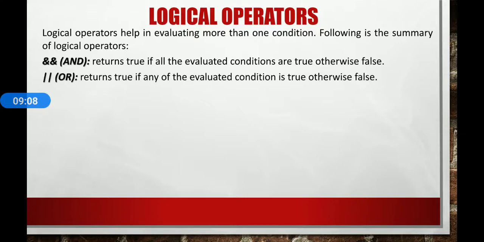Then OR returns true if any of the evaluated conditions is true, otherwise false. It means if any of the conditions is true, then it will return true. It returns false if all the conditions are false. Then NOT. It reverses the values. It checks the reverse of the condition. If the result is true, then it will return false. And if the result is false, then it will return true.